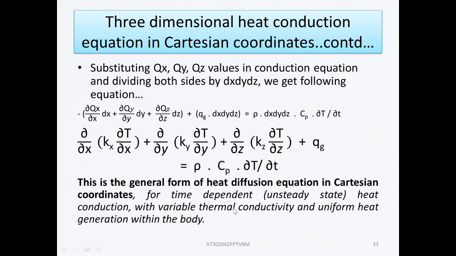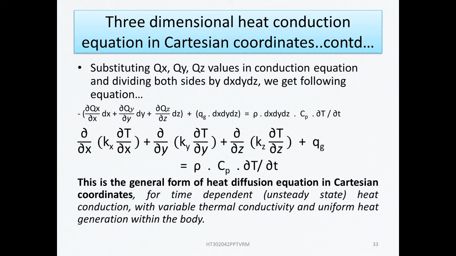So variable thermal conductivity is also considered in this equation, and uniform heat generation within the body. Uniform heat generation is indicated by Qg. So this is the general form of the heat diffusion equation. This is what we have derived as the three-dimensional heat conduction equation.